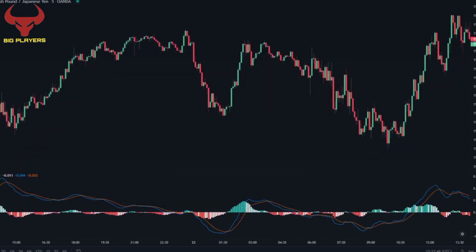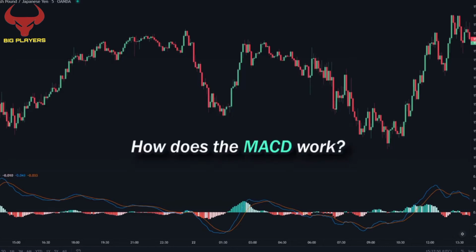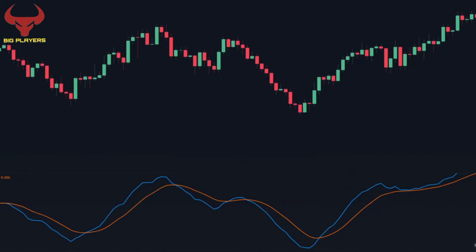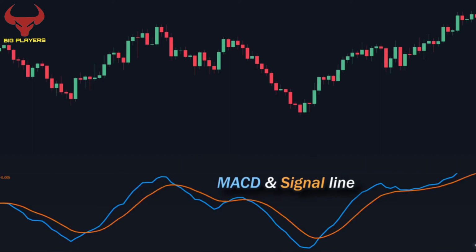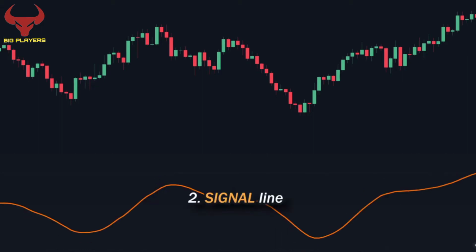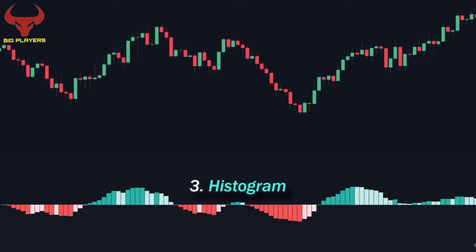Now, before we start, we first need to know how the MACD works. We can see here, there are four components to the MACD. First, we have these two lines, the MACD line and the signal line. Notice the difference between the two. The MACD line moves faster and is more sensitive to price changes, which will be the main focus of the MACD indicator. Compare that to the signal line, which reacts slower to price changes, therefore giving it a smoother appearance. Next, we have the histogram, which represents the difference between the MACD line and the signal line.